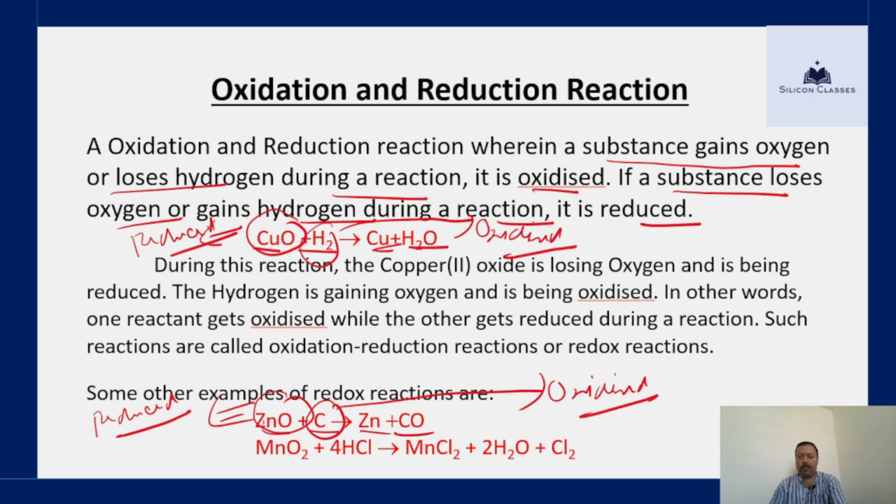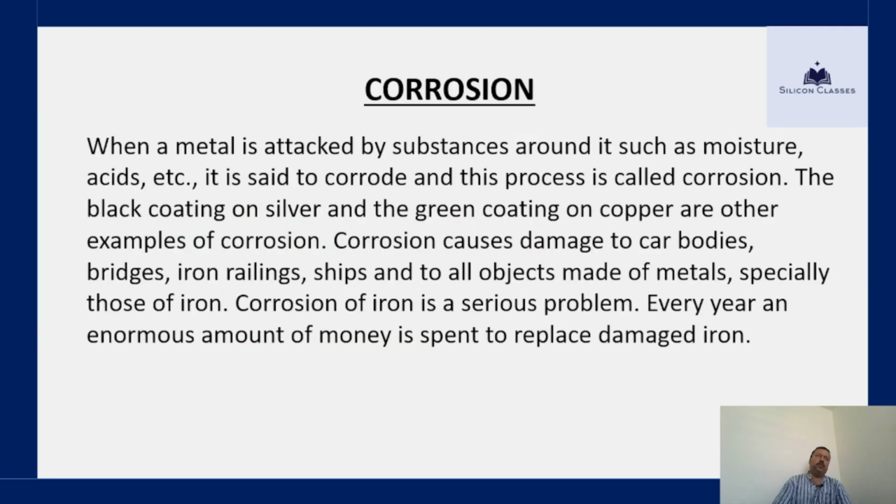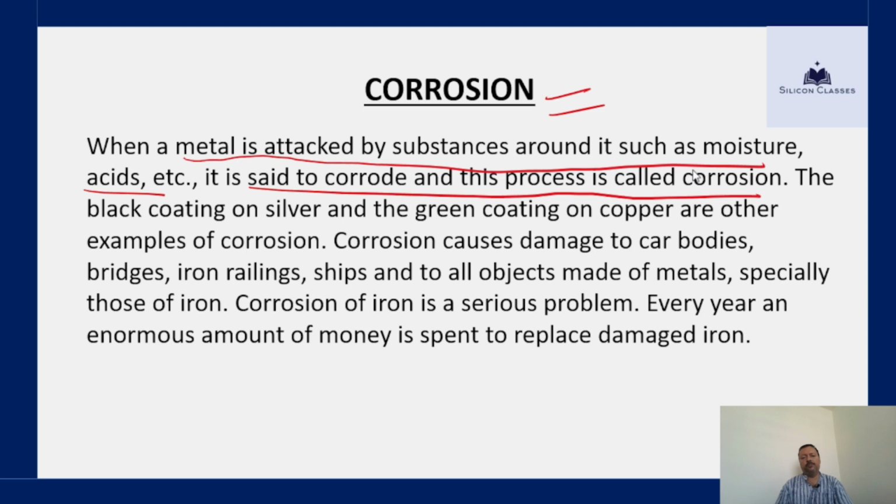Now, we should see some effects of oxidation reaction in our environment. One of the main topics is corrosion. We should briefly describe corrosion. When a metal is attacked by substances around it, such as moisture, acid, etc., it is said to corrode, and this process is called corrosion.